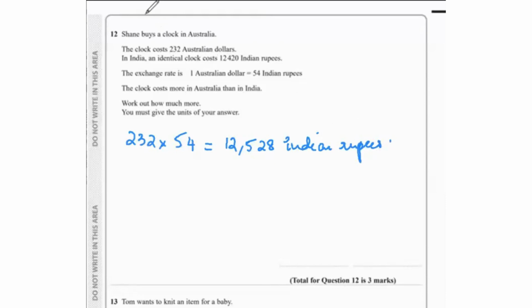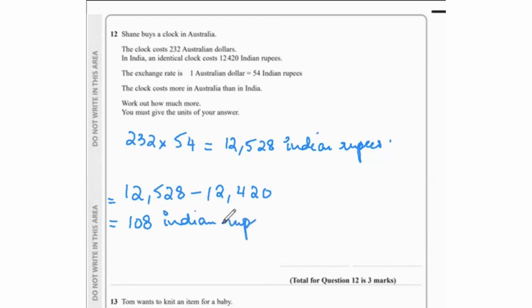Question said that in India, the same clock was available in 12,420. So if we subtract the two, we can see by how much the clock is expensive in Australia. So 12,528 minus 12,420, and that is going to give us 108 Indian rupees.